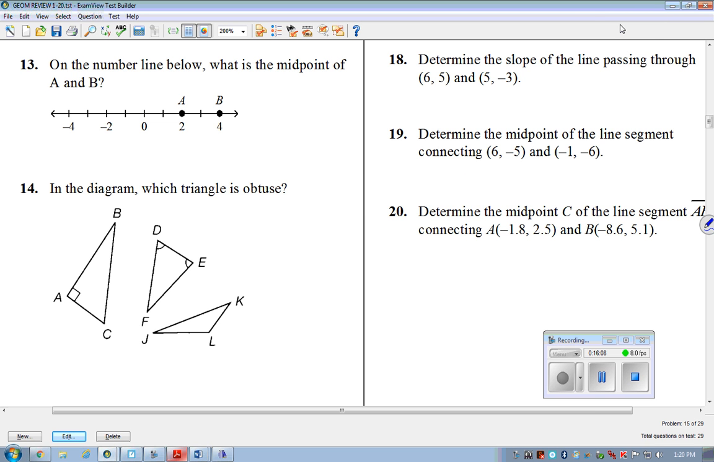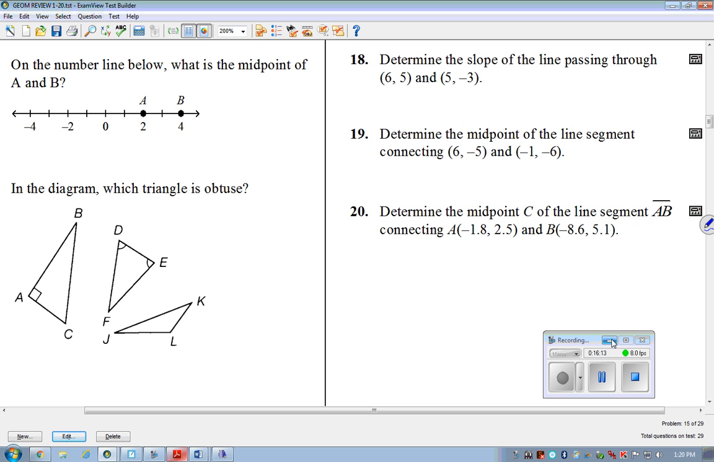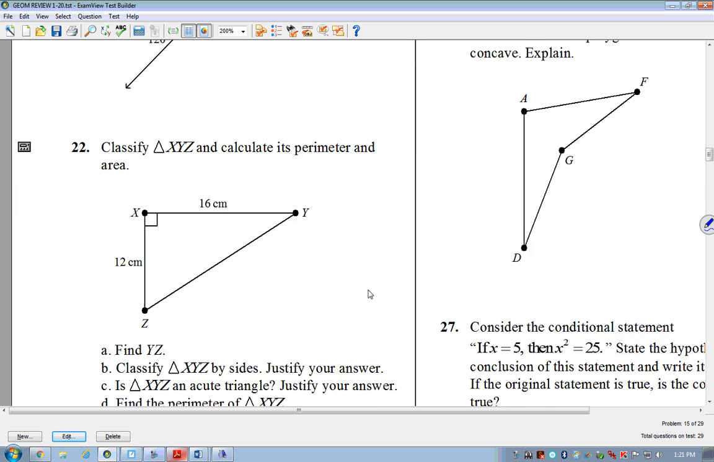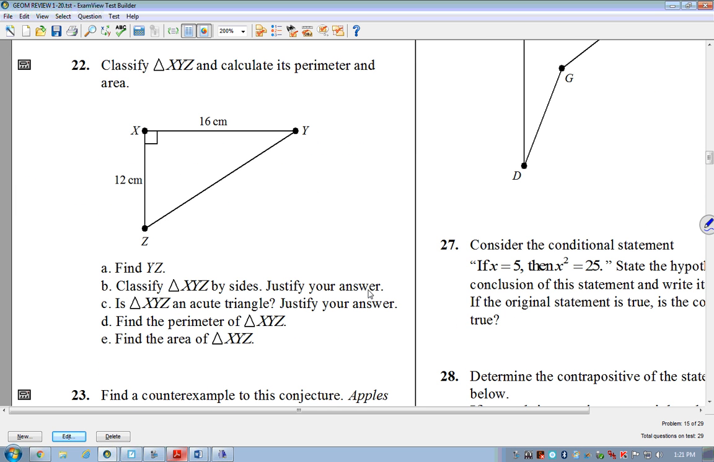Okay. Let's look at 22. It says classify and calculate its perimeter. It gives me a whole list of A, B, C, D, and E things to do. It starts off with find YZ. How am I going to find YZ? What is YZ to that triangle? The hypotenuse. Okay.